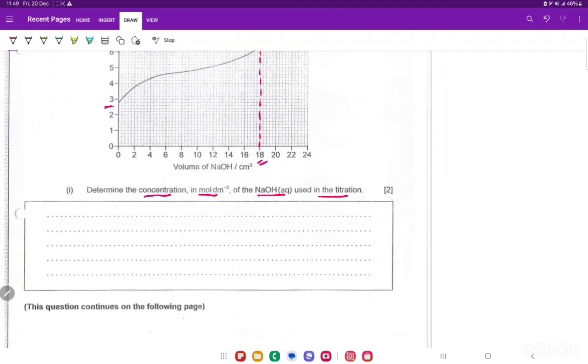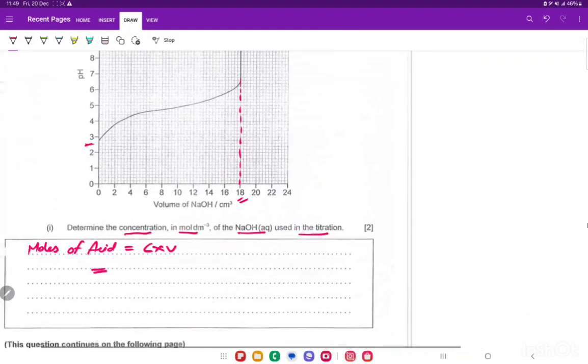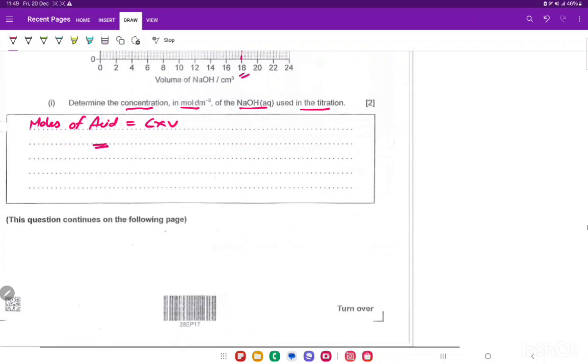First I will find out the moles of acid. The moles of the monoprotic acid equals C times V. The concentration of acid given to us was 0.150 and the volume is 20. So 0.150 times 20 divided by 1000. On calculation, I got 3 × 10⁻³ mol. This is the moles of the acid.